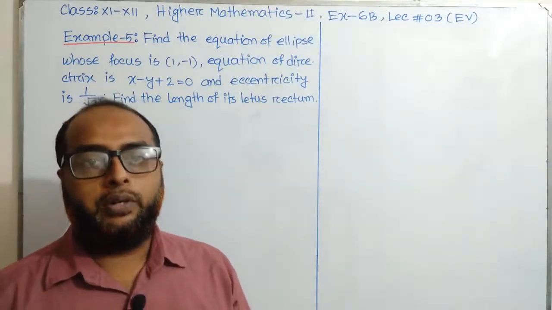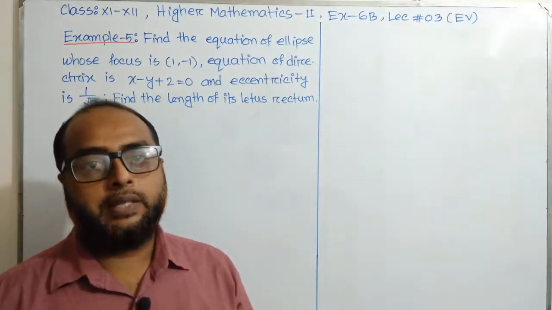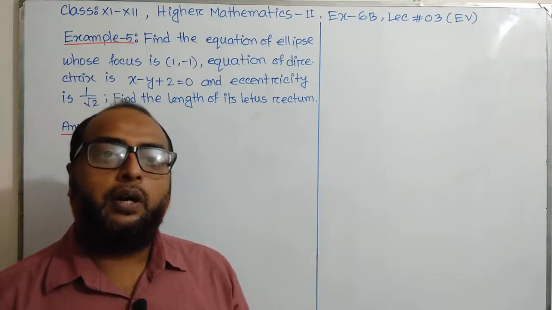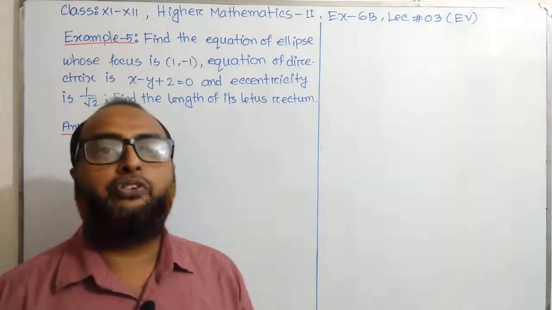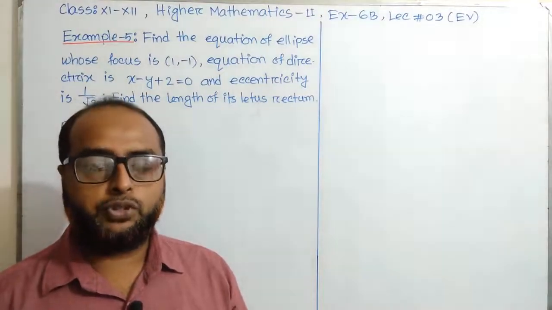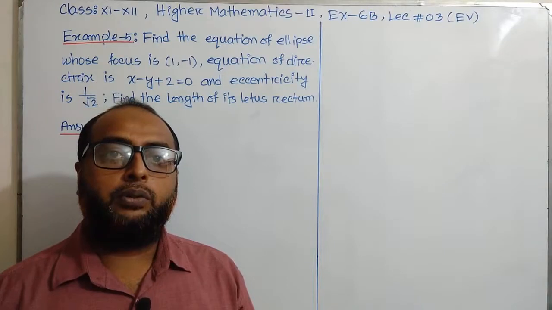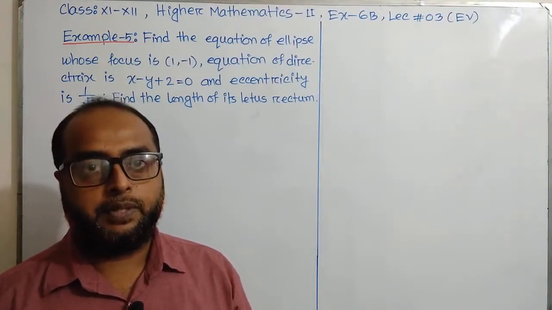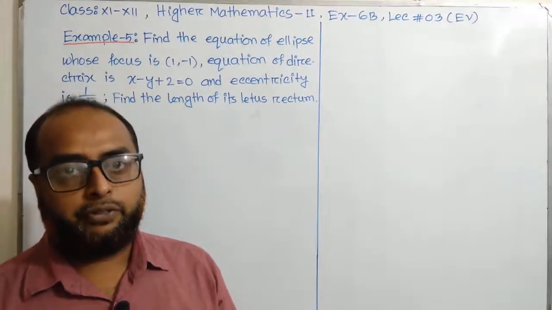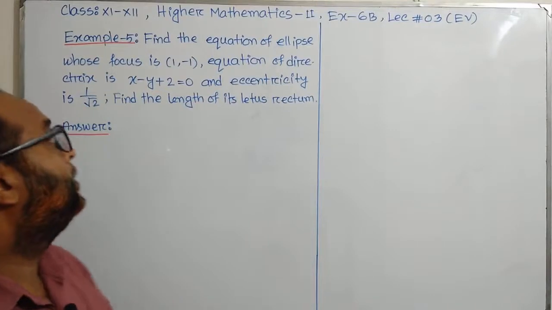Today I will discuss some problems from exercise 6B of second paper, Higher Mathematics. We follow Systech Publications book. In previous class, you know basic information of ellipse. Here our first problem is example number 5.